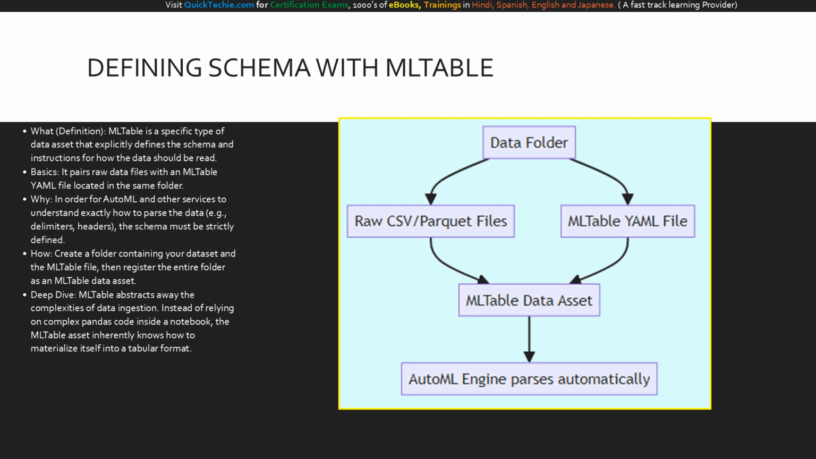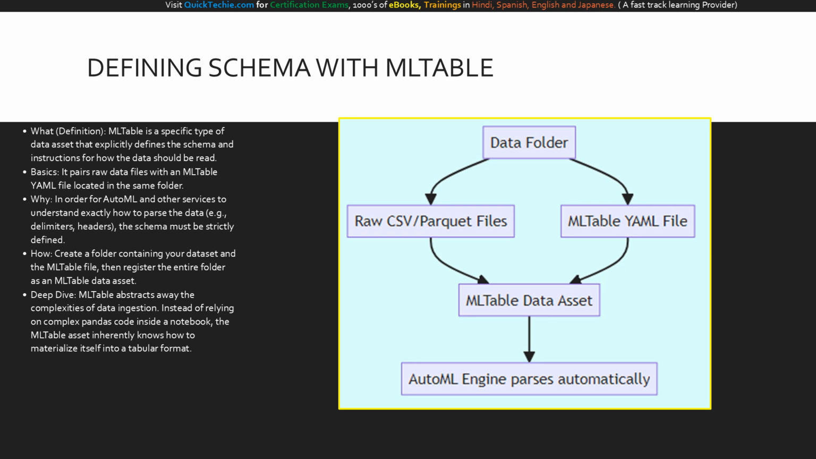Now, having a pointer to your data is great, but how does the machine learning engine know how to read it? This brings us to the ML-table format. In order for services like AutoML to understand how to read and parse the data, you need to create an ML-table data asset that includes the exact schema. An ML-table is created when your data is stored in a folder alongside a specific ML-table YAML file.